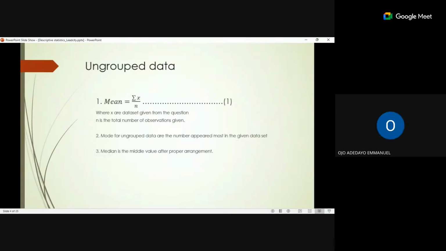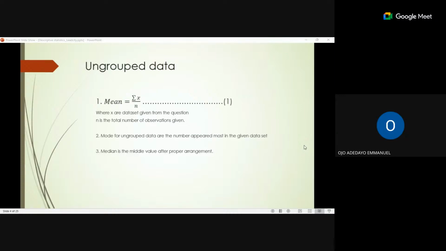In statistics generally, whether it is economic statistics or any form of statistics, we have either grouped data or ungrouped data. What do I mean by grouped data? What do I mean by ungrouped data? Let's start with ungrouped data.